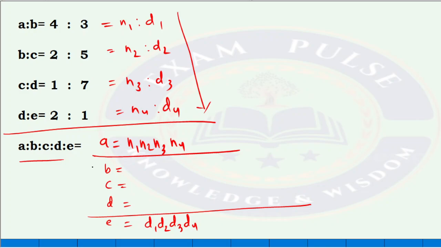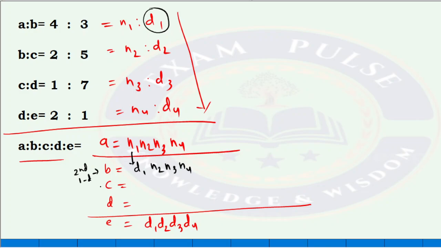Now, which step it is? Second step. How many denominators? Only one denominator. That means only first denominator. Therefore, replace this N1 with D1. Now, it will be D1, N2, N3, N4. No need to remember this formula. I am just trying to explain it to you in a clear way.